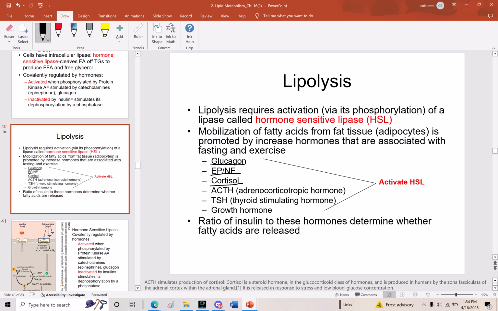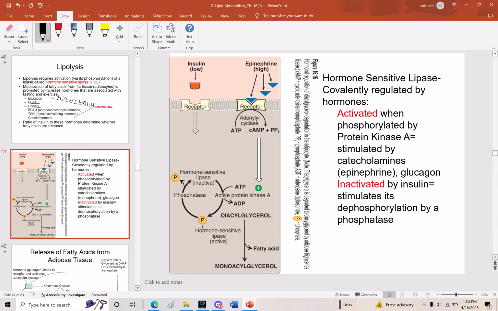But these three are the ones you probably should know are going to trigger lipolysis. The others do it too, but I don't usually talk about them as much. You'll probably get them in physiology some more, but we haven't talked about them in this class, so I'm going to ignore them for now. And this is the figure from your textbook. So again, it's saying the same thing. It's just showing you the figure as well.